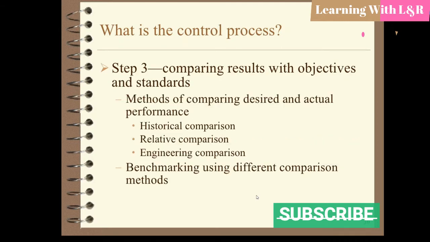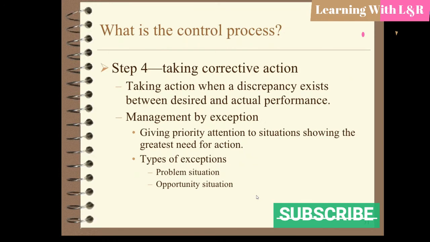The next one is the third step. Methods of comparing desired and actual performance. How do we measure these? Historical comparison: if in the past a similar project was done by anybody or in our institution, we compare with this. Then relative comparison or engineering comparison, then benchmarking, using different comparison methods. The next one, taking corrective action. Fourth step, taking action when a discrepancy exists between desired and actual performance.